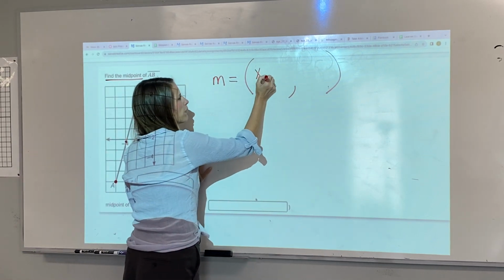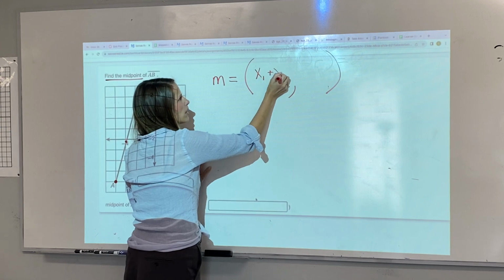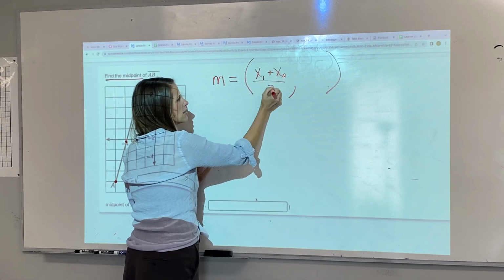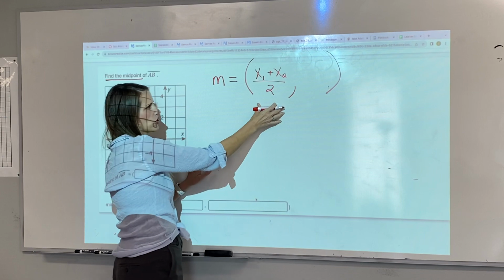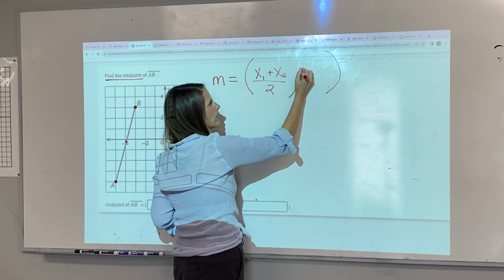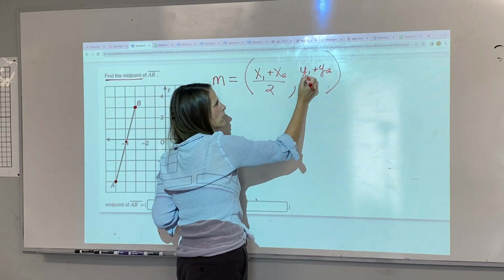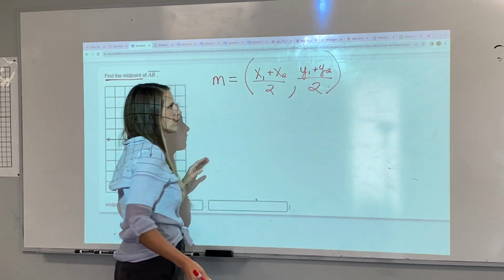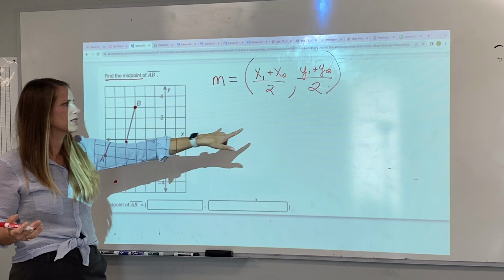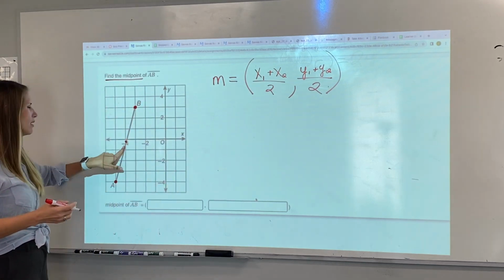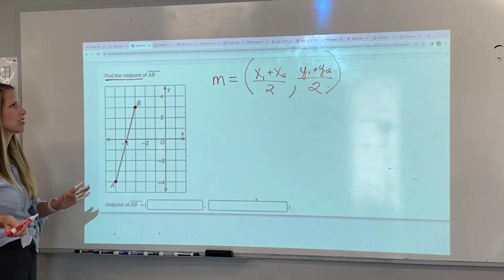So we'll take our first value of x and our second value of x, divide by 2. That will give us our x coordinate. For our y coordinate, we have our first value of y plus our second value of y divided by 2. So all we're looking for is a coordinate pair that will represent the midpoint, and we're just finding the averages.